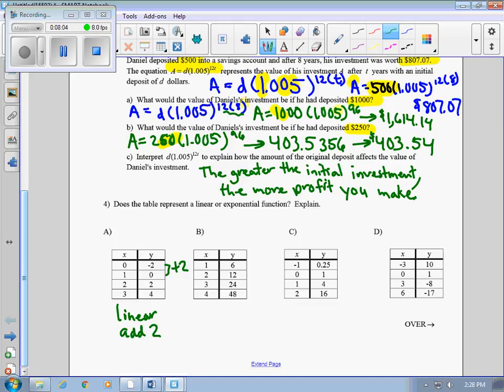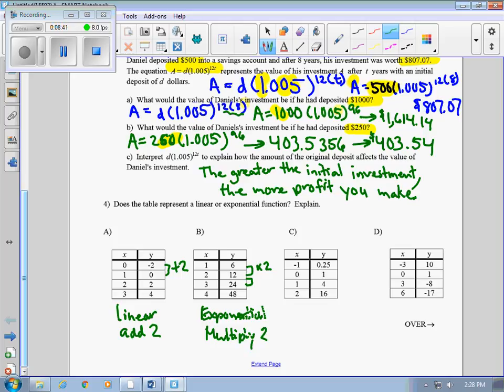Now take a look at B. Gee, 6 and 12, it increases by 6 there. And if I add 6, that doesn't work. So it's 6 times 2 is 12, 12 times 2 is 24. So it is exponentially increasing. So it's multiplication. When it's multiplication, remember that's exponential. It's multiplied by 2.